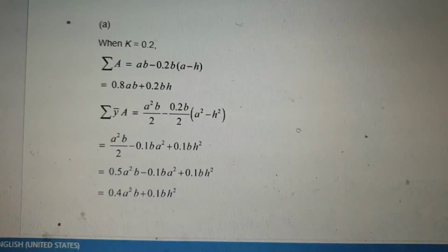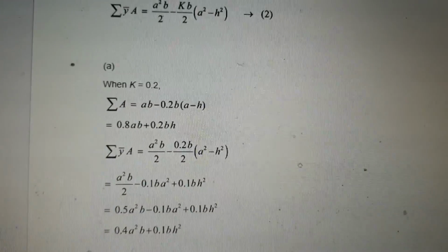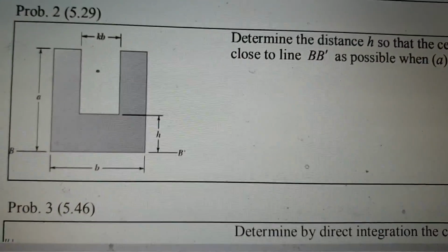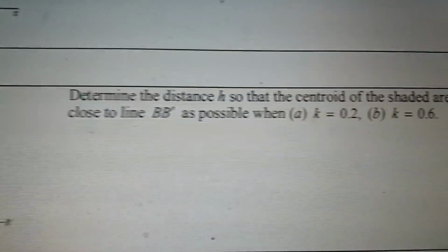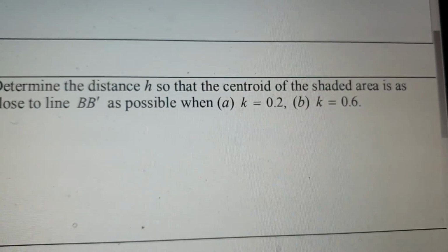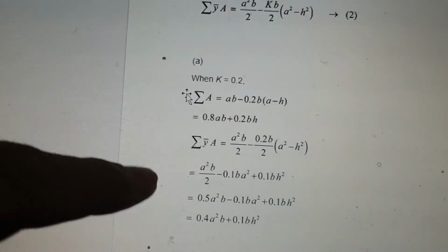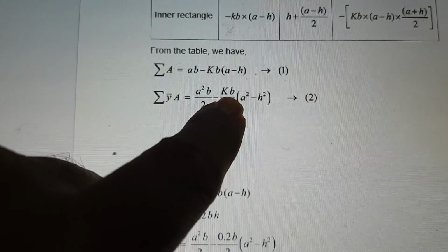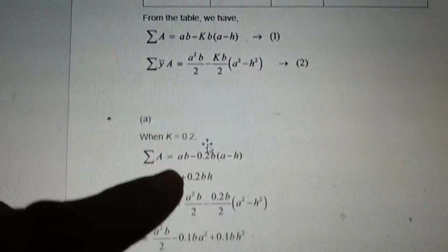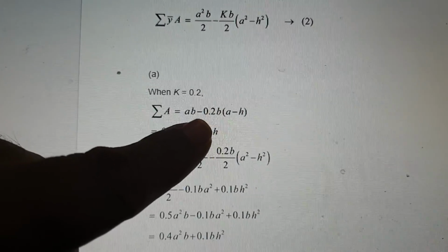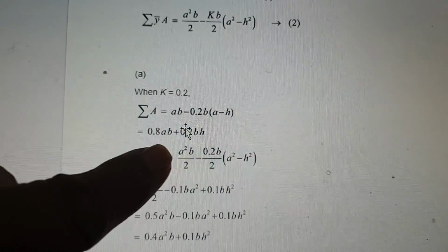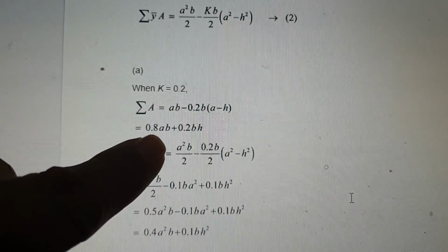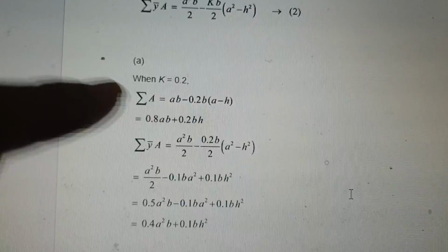Remember that in the first part, he assumed that K is 0.2. Look at this. K is 0.2. So now we're going to put K equal to 0.2 here, and we're going to make it 0.2 for the other one as well. So you'll end up with an equation like this: AB minus 0.2 B times A minus H. You'll end up with an equation like this: 0.8 AB plus 0.2 BH.